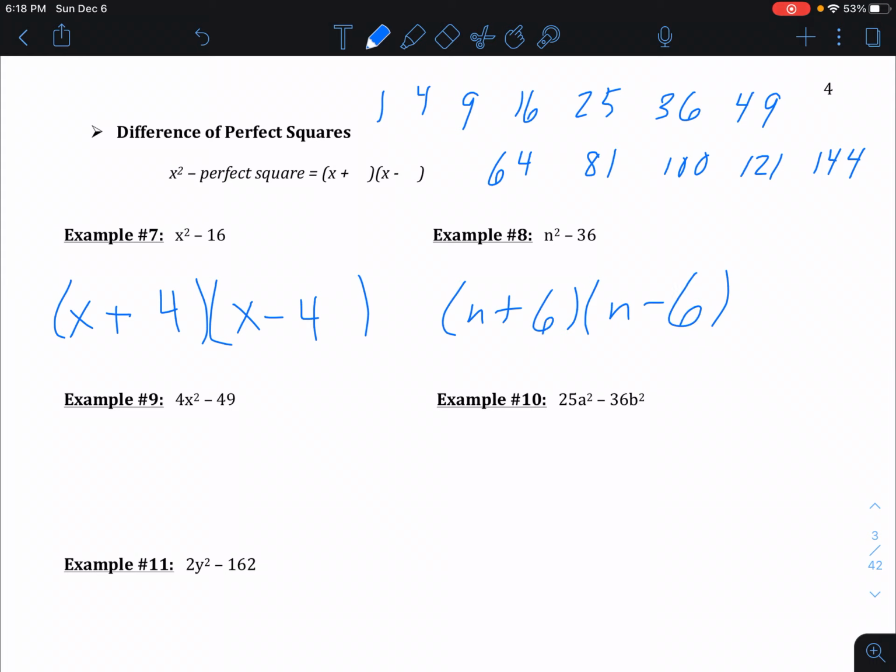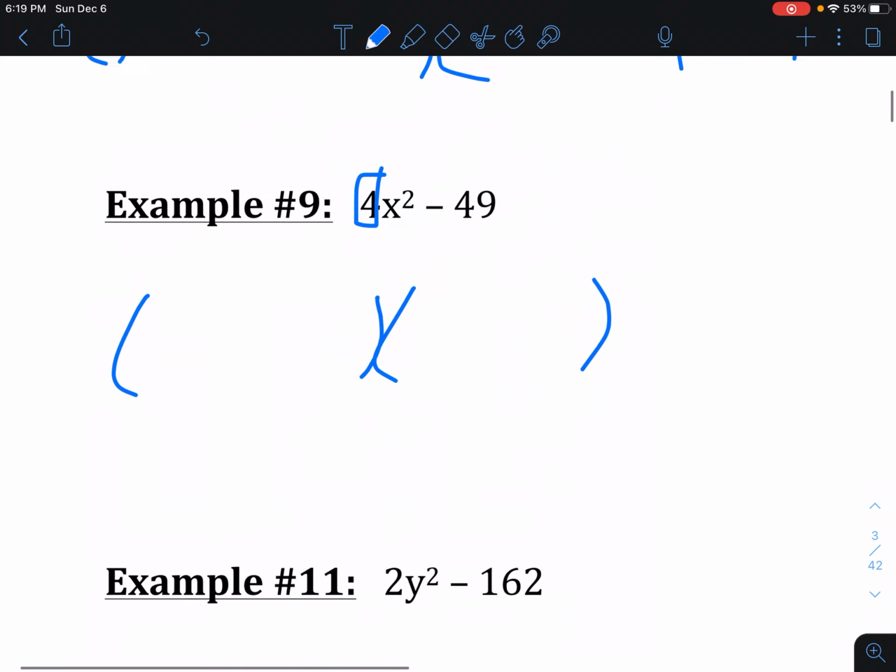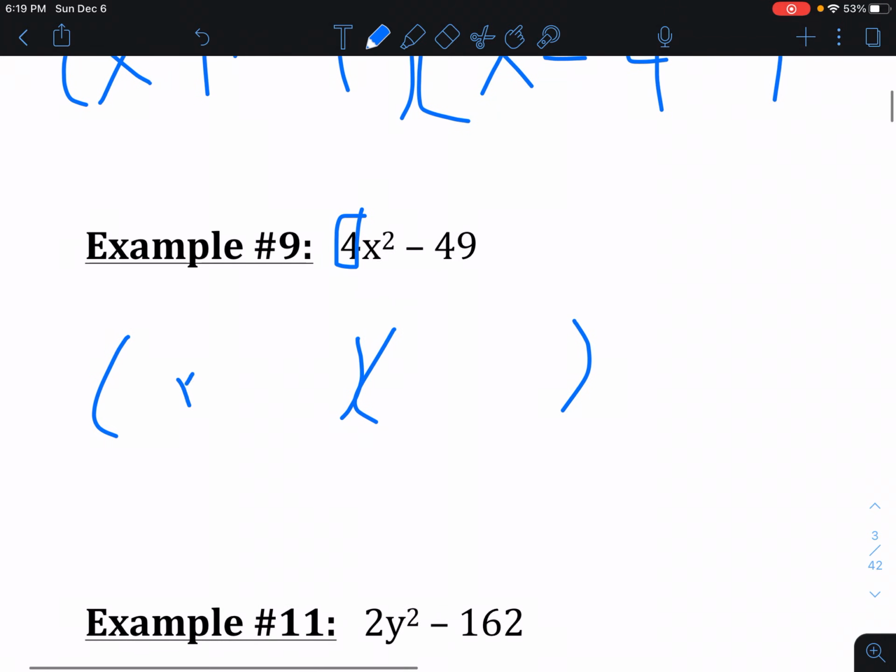Okay, example 9 bumps up the difficulty a little bit. Don't get intimidated by the 4 that's in front. Let's just ignore this 4 for a second. Let's say it was just x squared minus 49. What would you have here? You would have x plus, x minus, and then the square root of 49 would be 7.